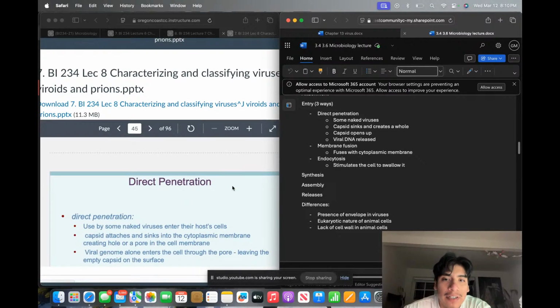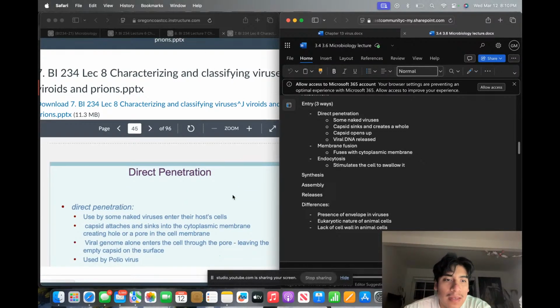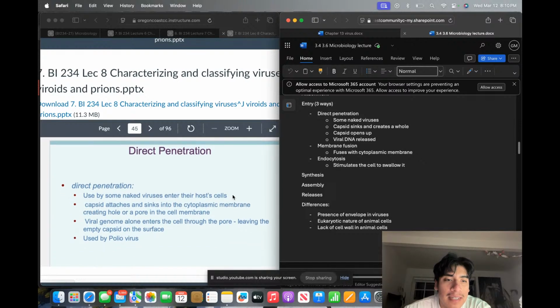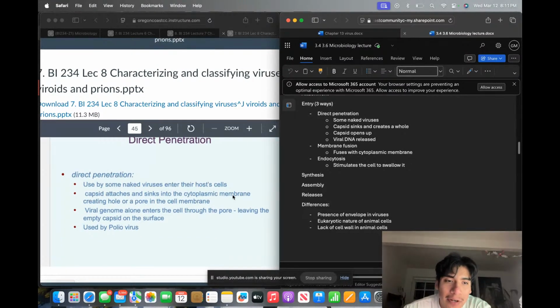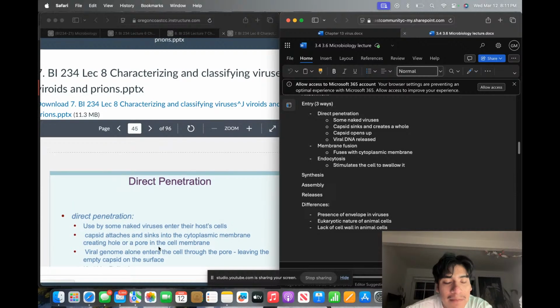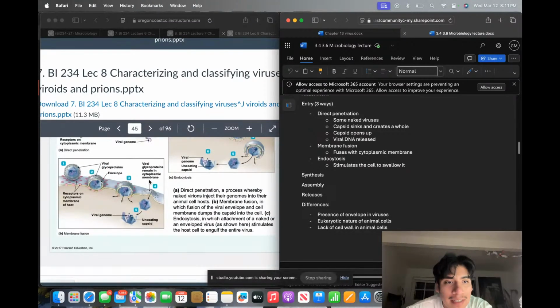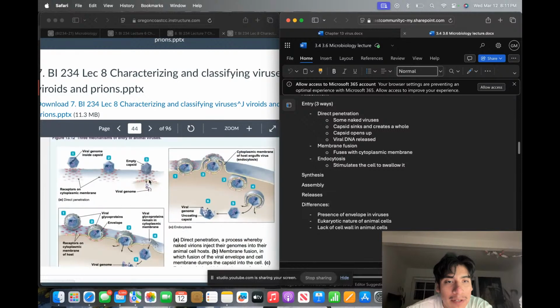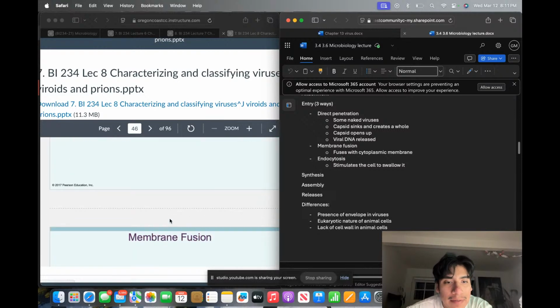So direct penetration. Used by some naked viruses, the capsid attaches and sinks into the cytoplasmic membrane, creating a hole or pore in the cell membrane. The viral genome alone enters through the pore, leaving the empty capsid on the surface. That's what I'm more familiar with. I don't know why we see it not that. Oh wait, never mind. We do see that. Let's see what it says for the other stuff.